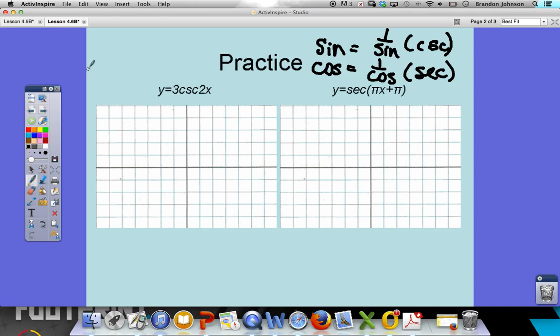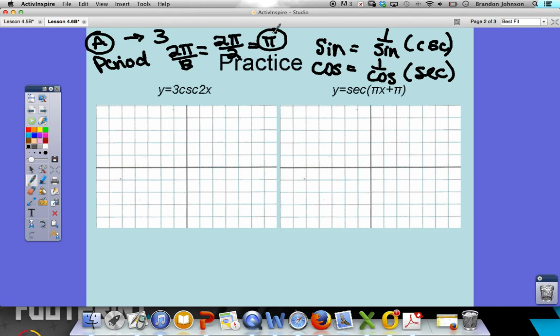First of all, let's label our A. Well, what's our amplitude? We know that that is equal to 3. Pretty easy. Our next step is to determine what our period is. Again, our period is exactly what we did with sine and cosine, which is 2 pi over b. Well, 2 pi over b is the same as 2 pi over 2 in this case, so we set it equal to pi.